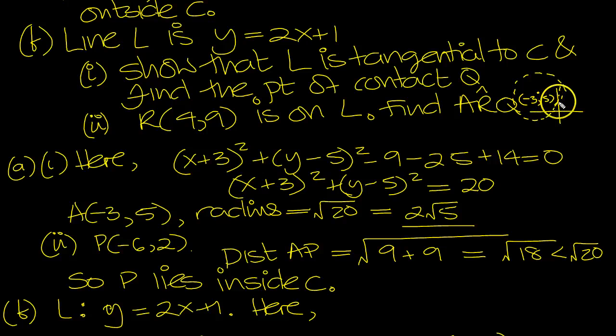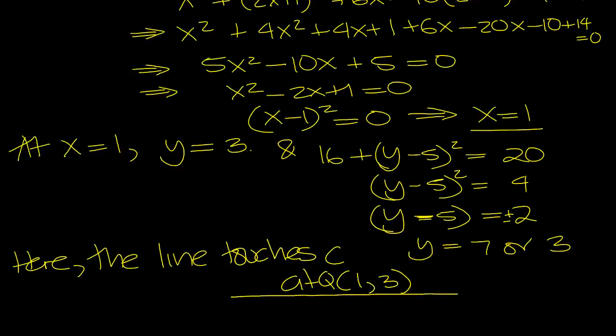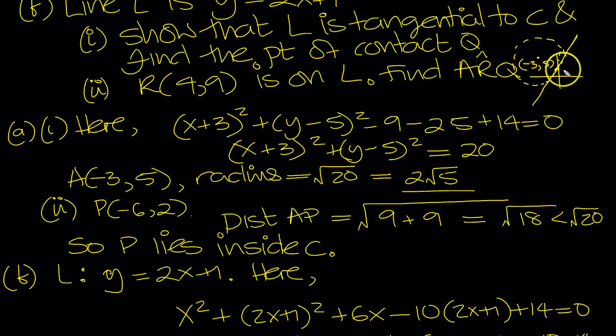y equals 2x plus 1. To be honest with you, that line looks like it goes like that. There. And that was tangential at Q, wasn't it? And Q had the coordinates (1, 3). So, from (minus 3, 5) to (1, 3), and that was Q. Okay. And then, R (4, 9) is on L, so R's up here. This is the center A, and we need to find the angle ARQ. So there's A, there's R, and there's Q.